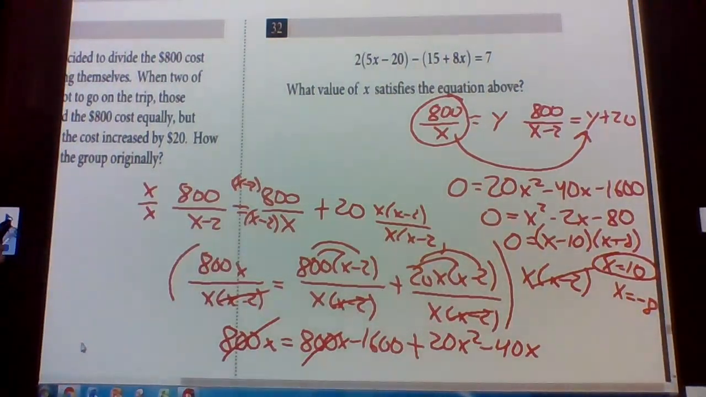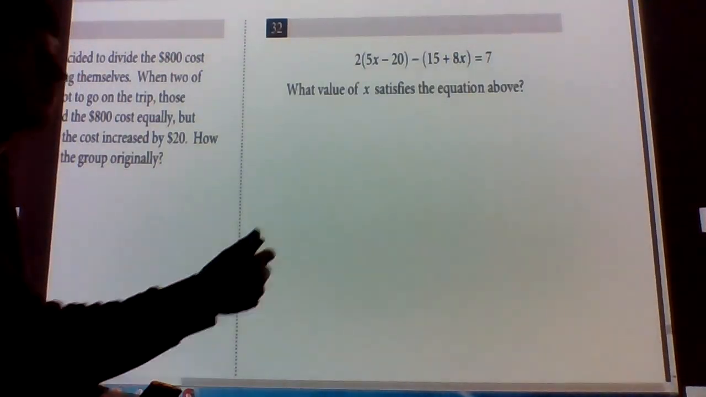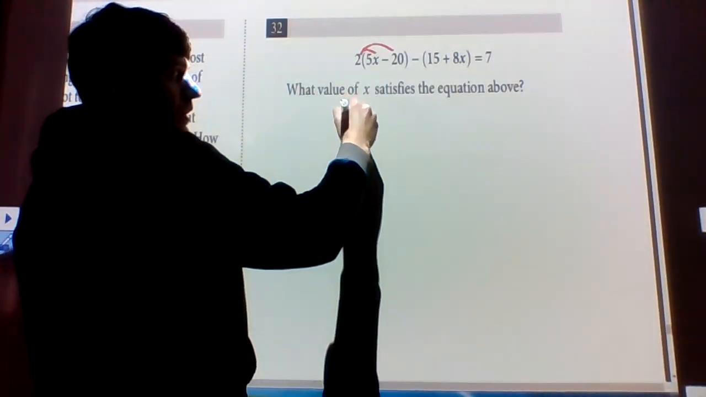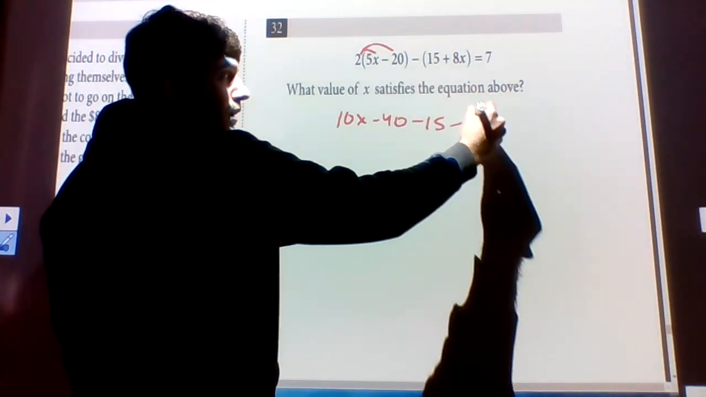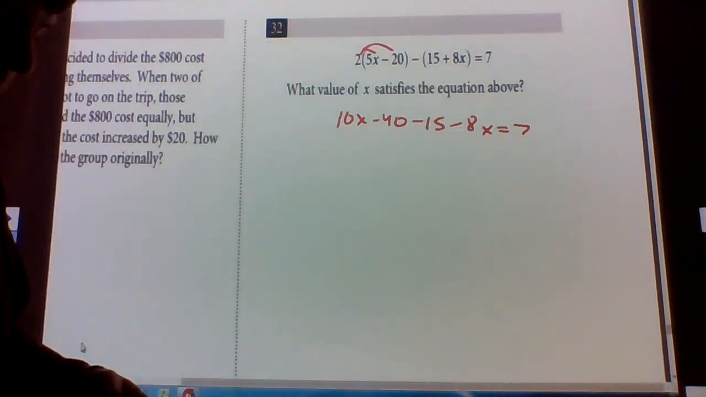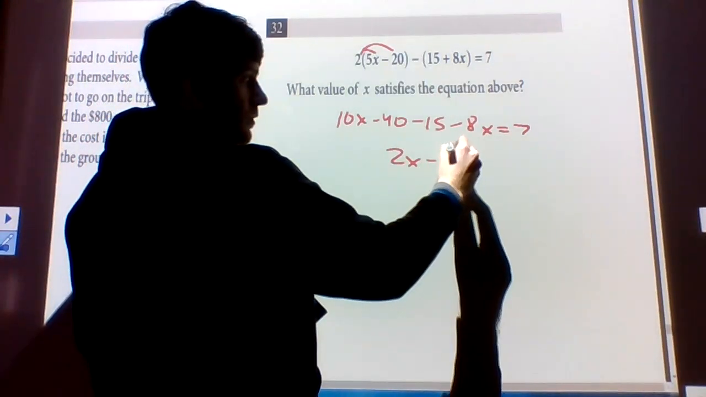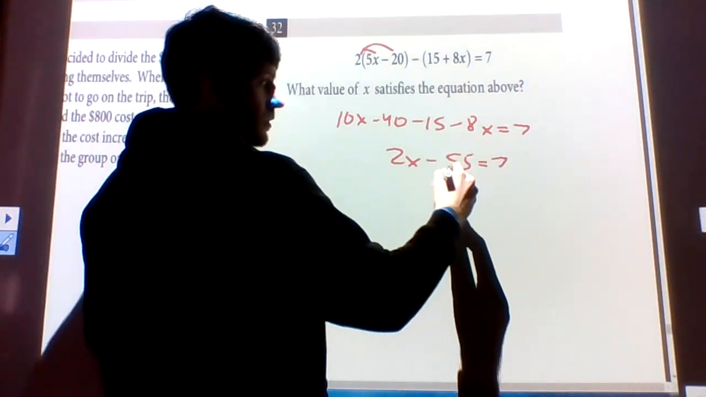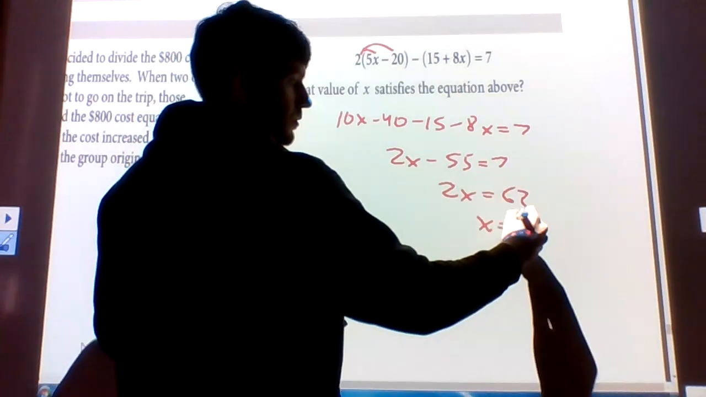Find the value of x. Okay, you can do this by hand. 10x minus 40 minus 15 minus 8x equals 7. And just use menu 3-1 from the beginning on this. You didn't even have to do it by hand. 2x minus 55 equals 7. 2x, add 55, that's 62. X is going to be equal to 31.